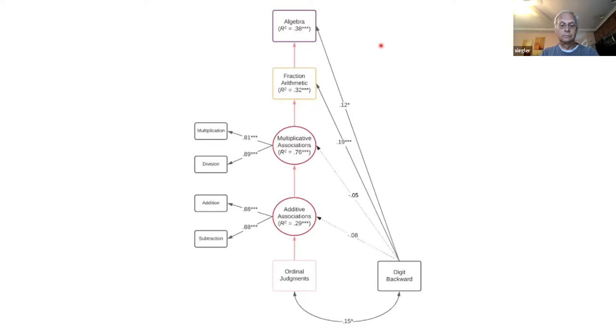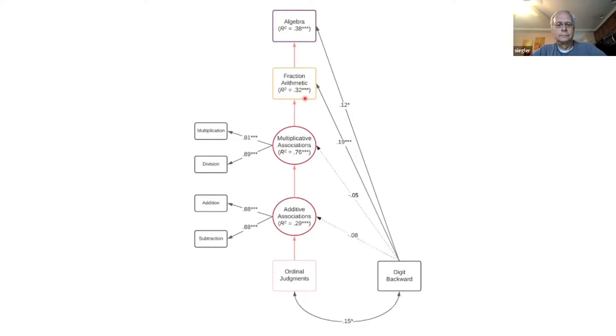Additionally, we have also tested the indirect paths for the intervening layers. So order judgments indirectly predicted multiplicative latent factor through additive latent factor. And then additive latent factor indirectly predicted fraction arithmetic through multiplicative latent factor. And finally, multiplicative latent factor indirectly predicted algebra through fraction arithmetic.